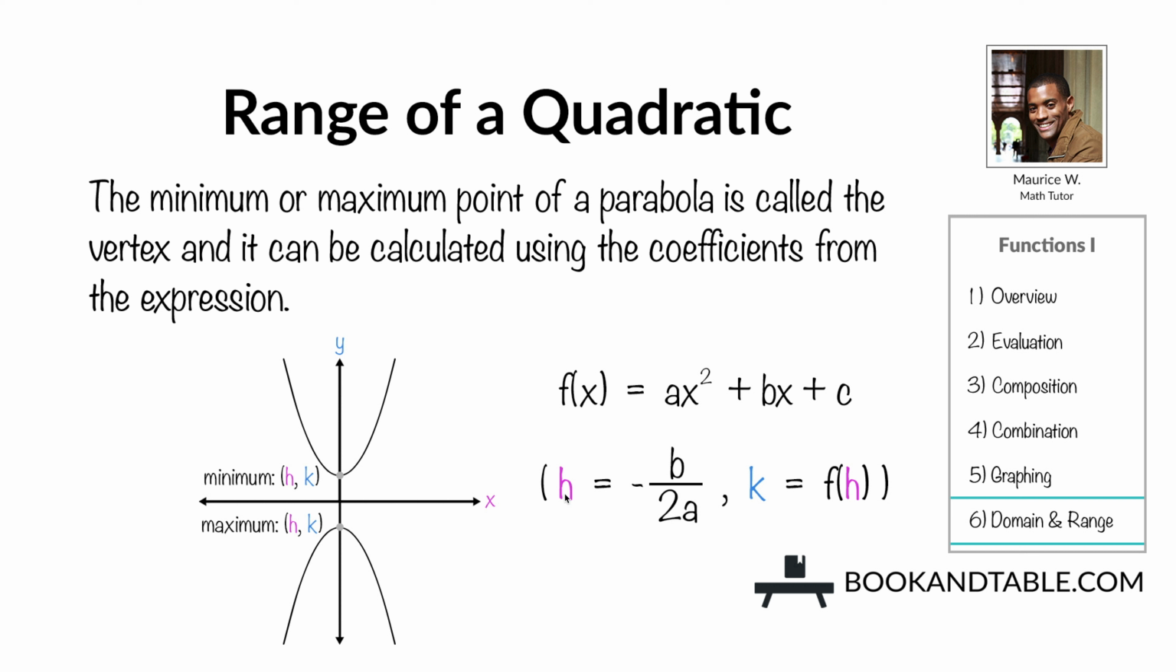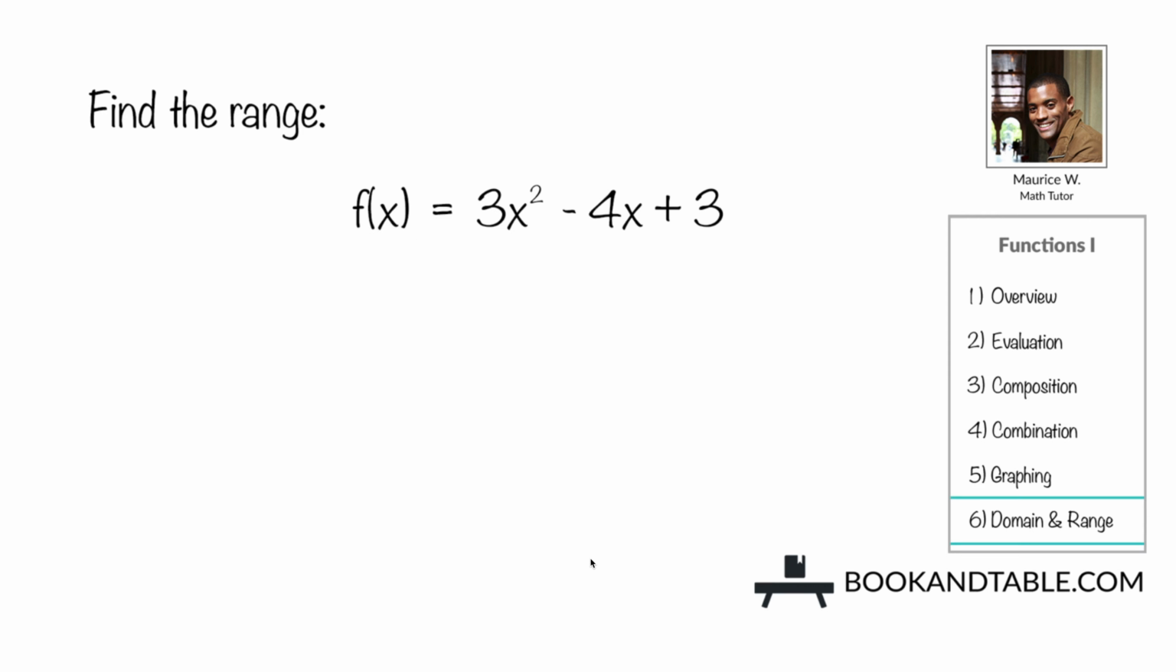So the x coordinate, h, is equal to negative b over 2a. That allows us to find the x coordinate, and then we plug that value into the function, and that will allow us to find the y value at this point. So this y value k will be the low point or the high point of the parabola, and thus the range. Let's walk through an example together.